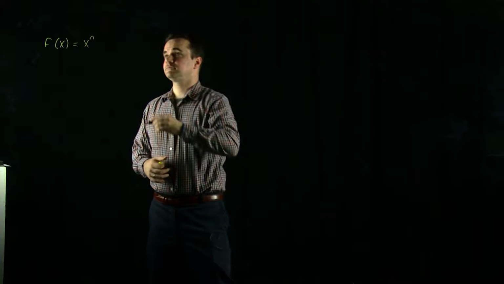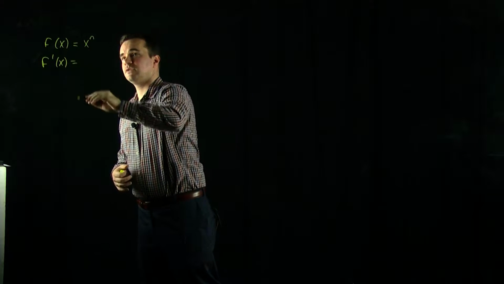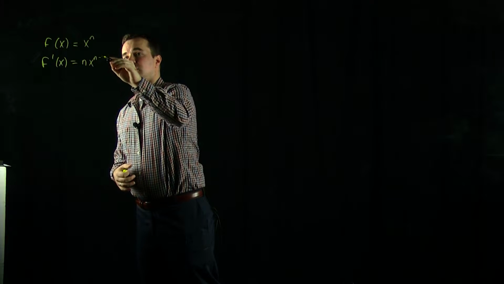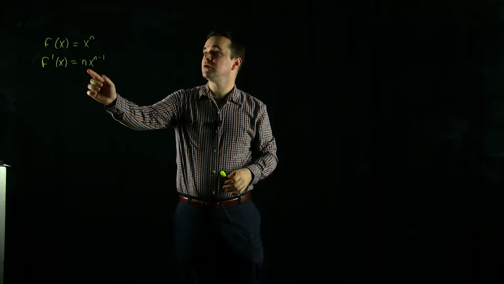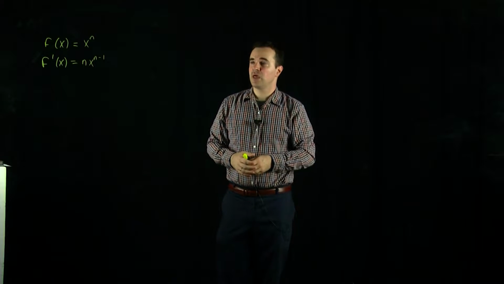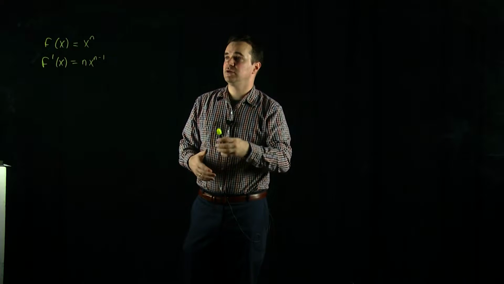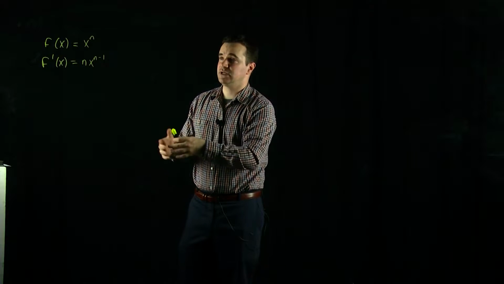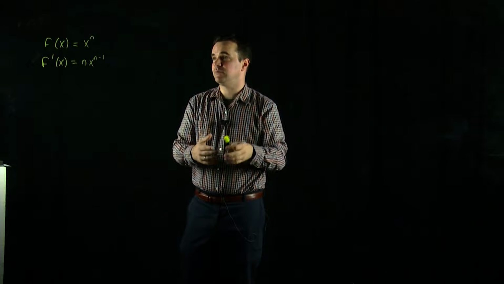In general, the derivative of this function is n times x raised to the power of n minus 1. So when n is equal to 2, you get 2 times x raised to the first power. That's just 2 times x. And in this setup, n can be any real number. It doesn't have to be 1 or 2 or 3. It could be negative. It could be negative 14. It could even be pi. So x to the pi, its derivative is pi times x to the pi minus 1.